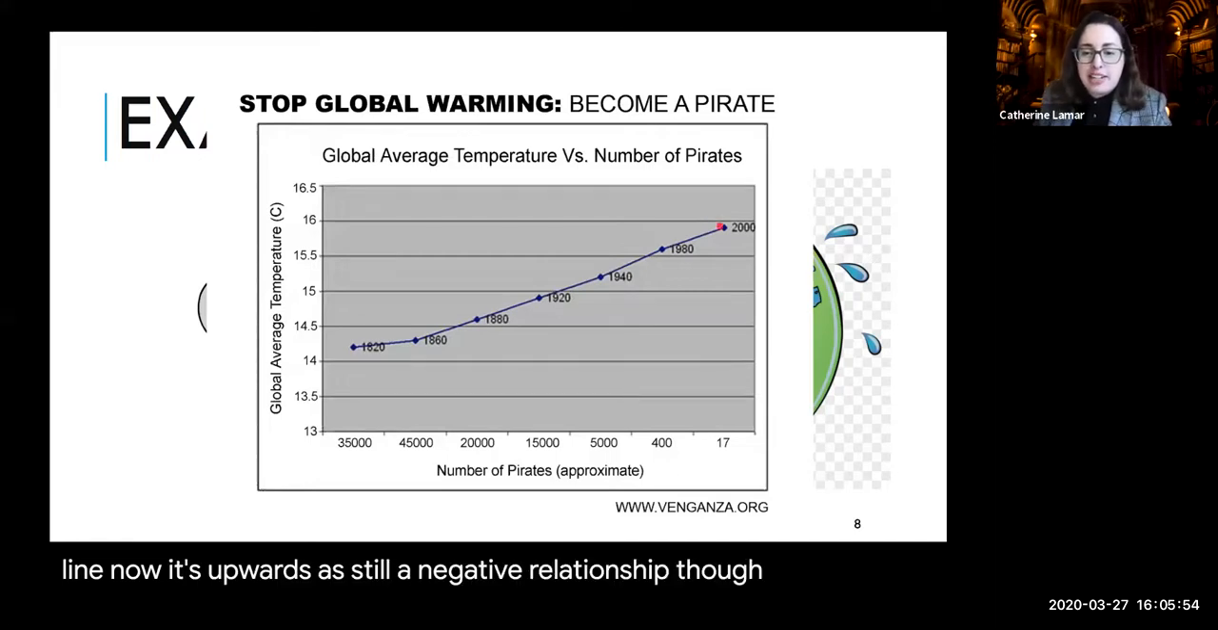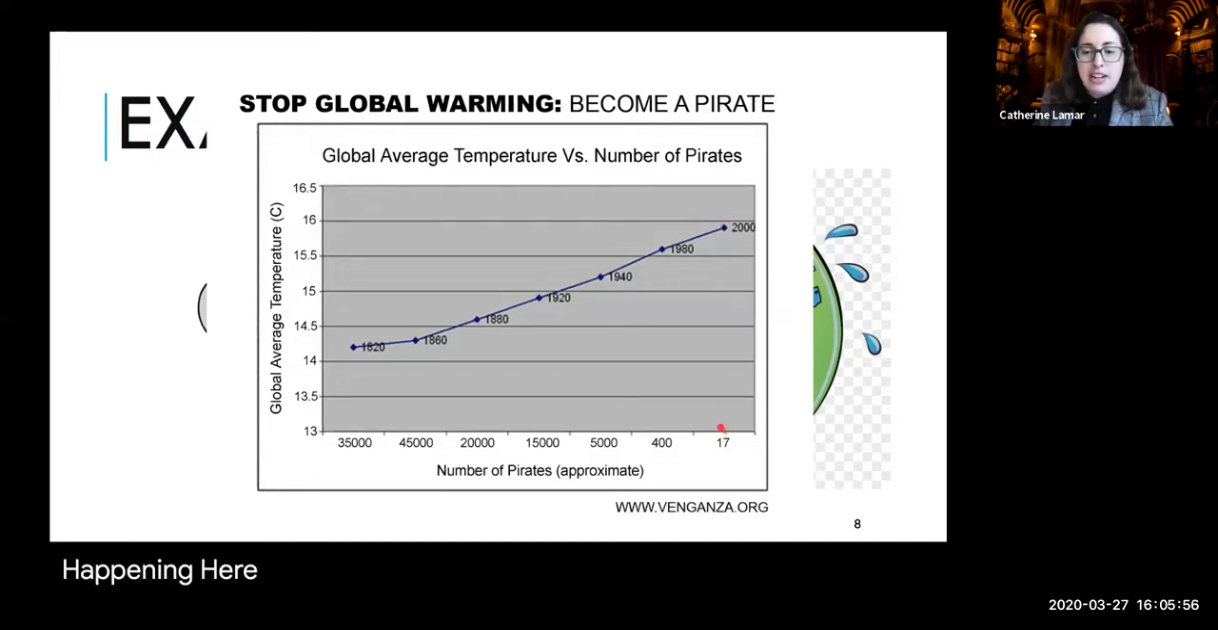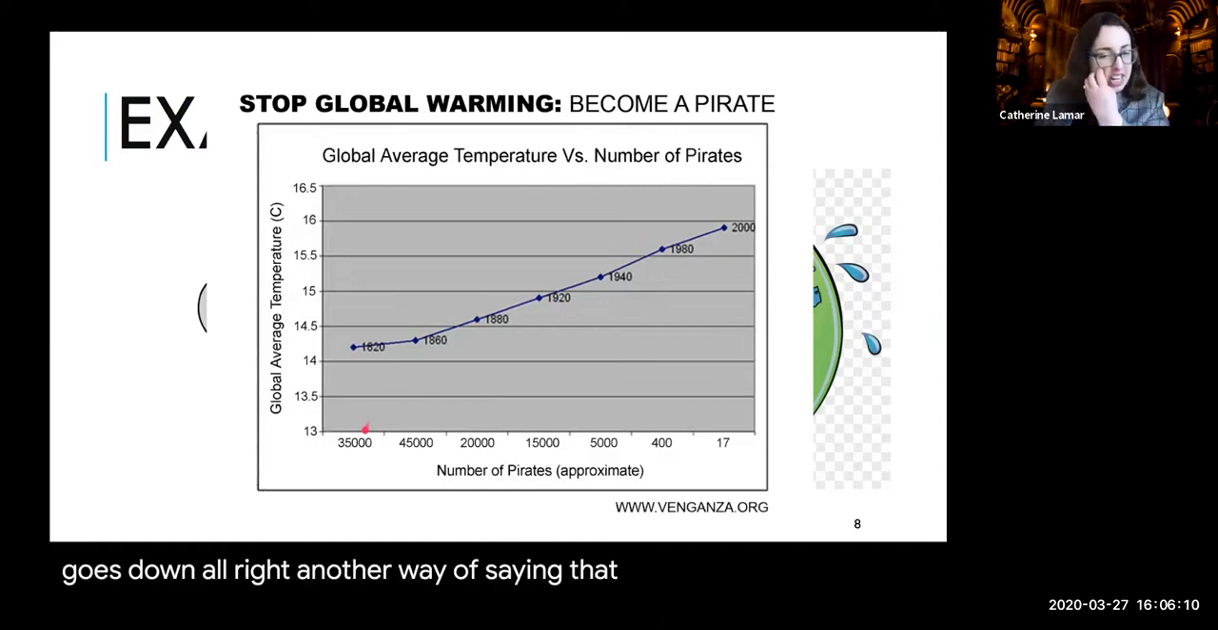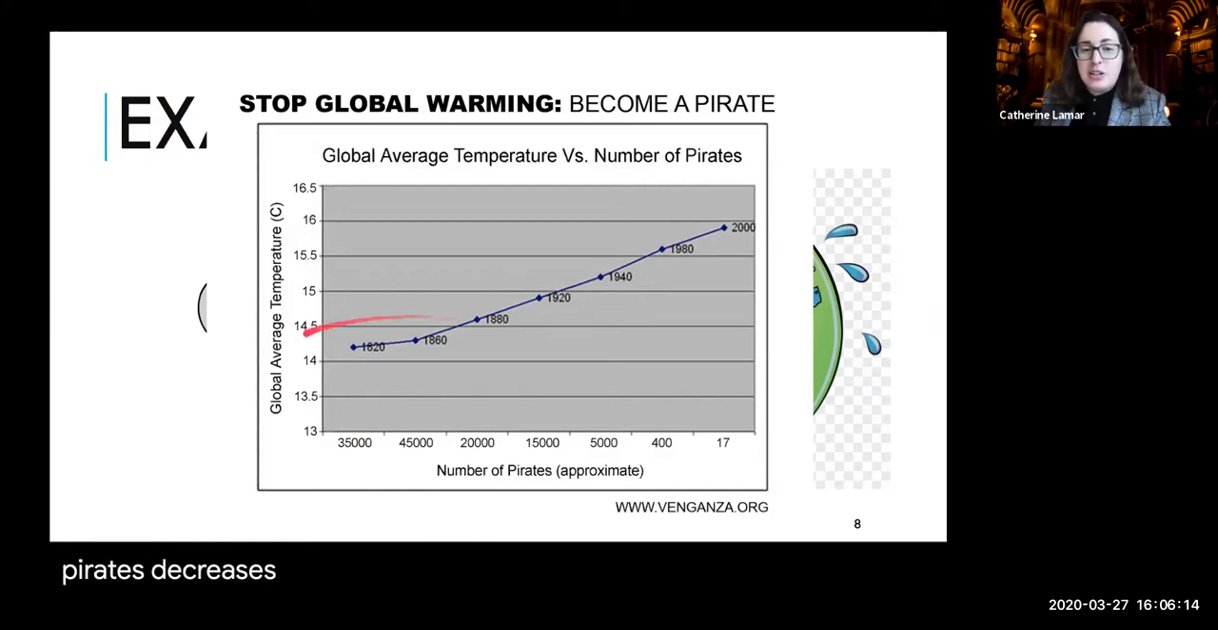Look at what's happening here. As the number of pirates increases, average temperature decreases. So as one variable goes up, the other variable goes down, right? Another way of saying that is that as the number of pirates decreases, the global temperature increases.